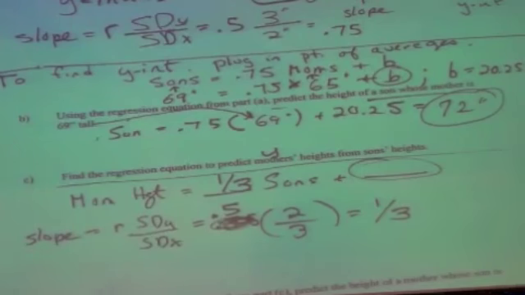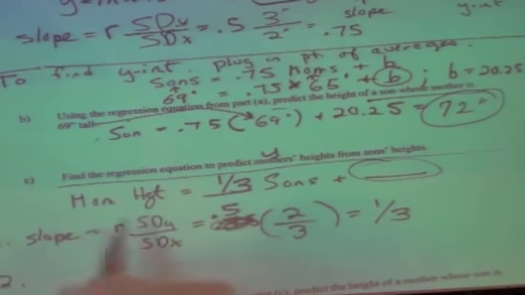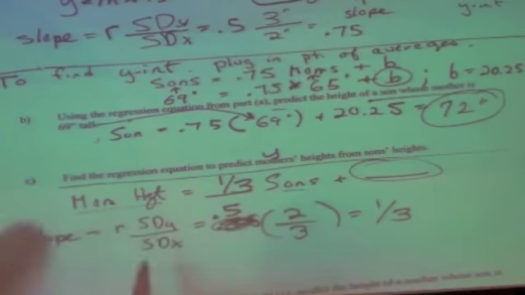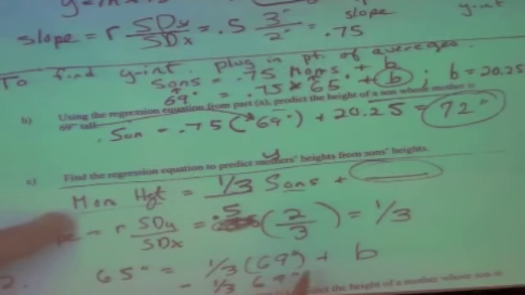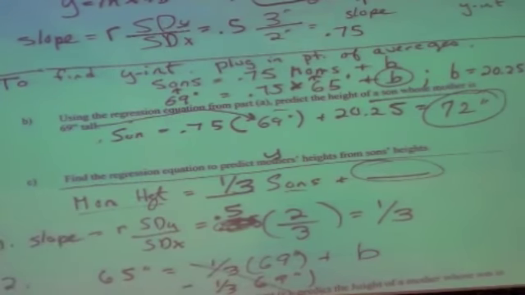So now, this was our first step. Our second step is, what are we going to do? We're going to plug in the point of averages. What's the mom's average? 65 inches is equal to 1/3 times the son's average plus b. And now I want to subtract. All I'm doing is subtracting from both sides the 1/3 of 69 inches from this side, so b stands alone.